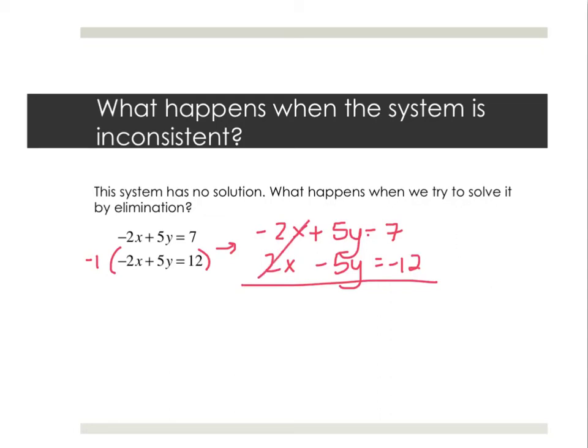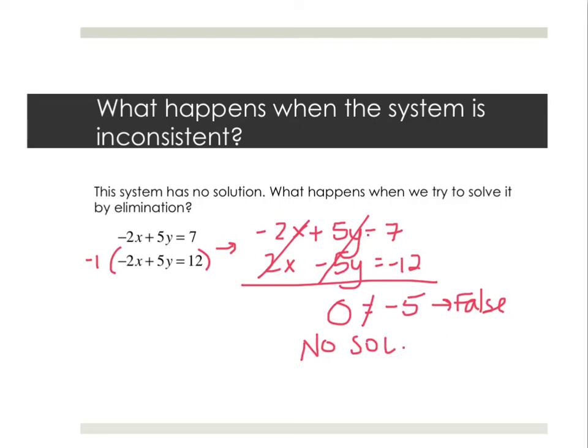And when you add straight down, the x's and the y's will cancel, giving you 0 plus 0, which equals 0. But you get 0 equals negative 5, which indeed it does not. Indicating, because that is a false statement, that this has no solution. This system has no solution. Those two lines, if you were able to graph them, would be parallel.